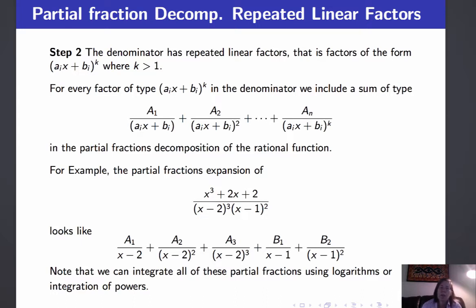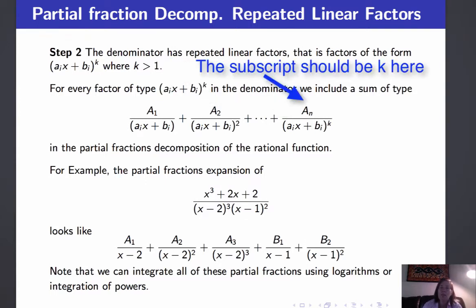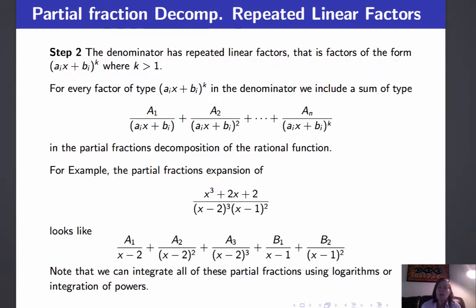So we'll include a term of the form a1 over a_i x plus b_i, plus one of the form a2 over a_i x plus b_i squared, etc., plus one of the form ak over a_i x plus b_i to the k. And this gives us k distinct terms for every linear factor of the power of k in the denominator in our rational function. Here's an example.